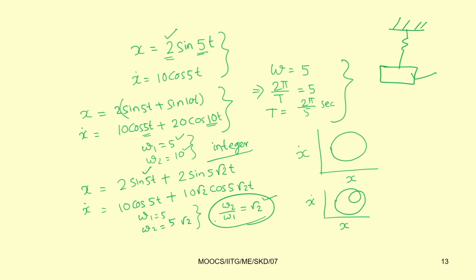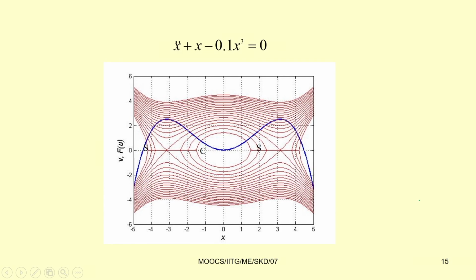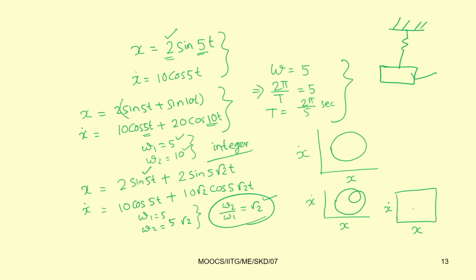If you have the ratio as an irrational number, you will get a response that looks like this, x versus x dot. If you plot it, it will look like a torus. That means you can have two loops and they are interconnected, interwoven. You can physically verify these responses. So this is a torus.